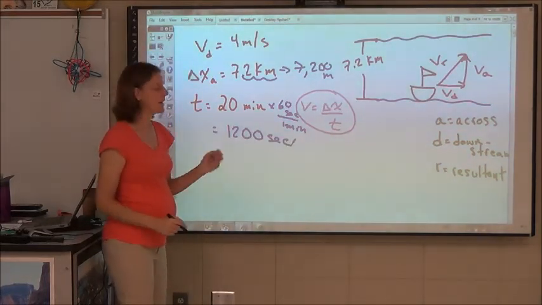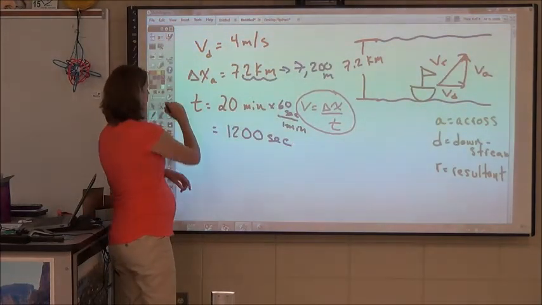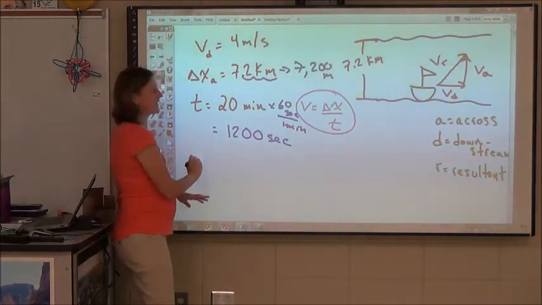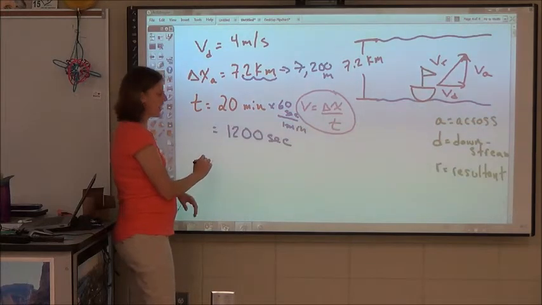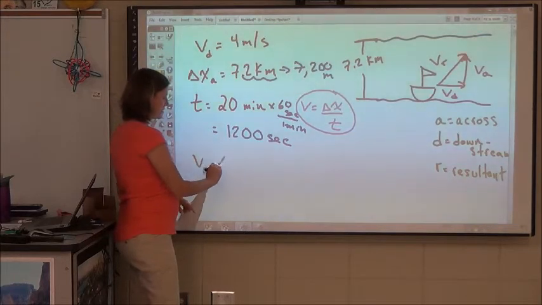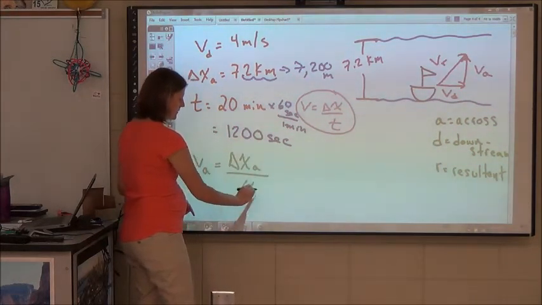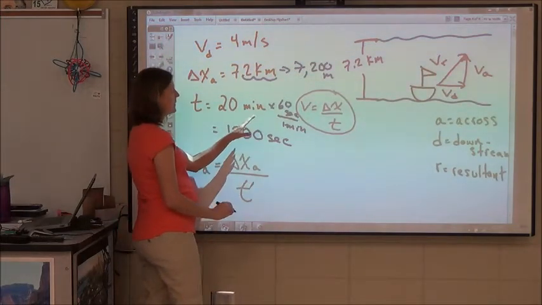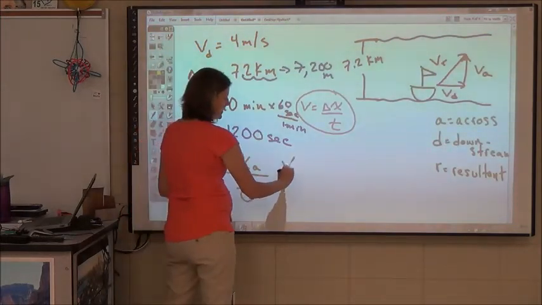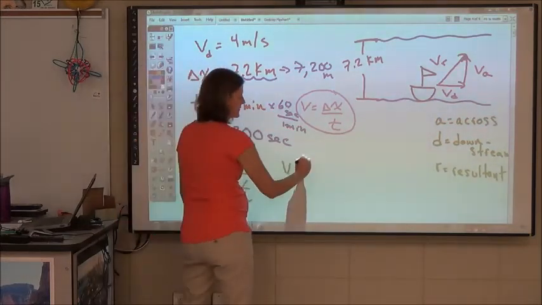Okay, so I've taken care of my units. My units now match. And now I'm going to plug in to find first the across velocity, which I know is not a question, but we need to know it to finish the problem. So velocity across equals displacement across over time. Displacement across was 7,200.